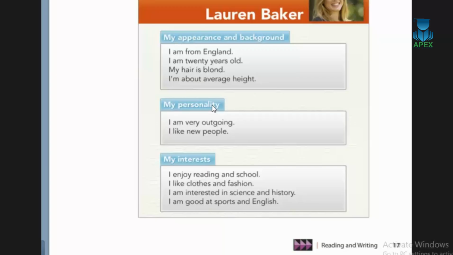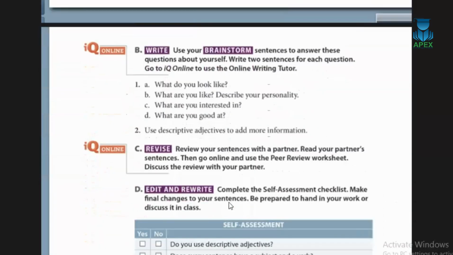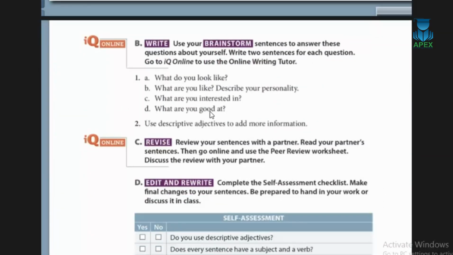My personality: I'm very outgoing, I like new people. My interests: I enjoy reading and school. I like clothes and fashion. I'm interested in science and history. I'm good at sports and English. So these parts are online.